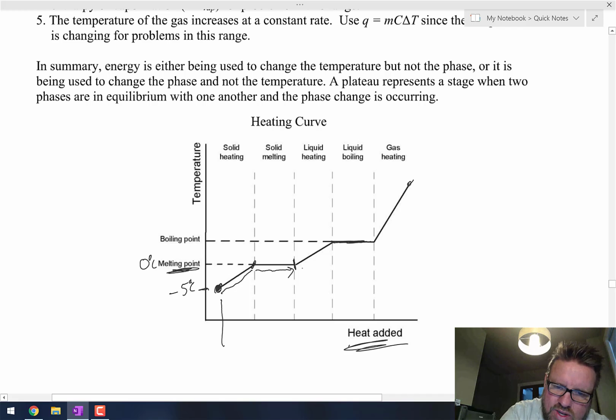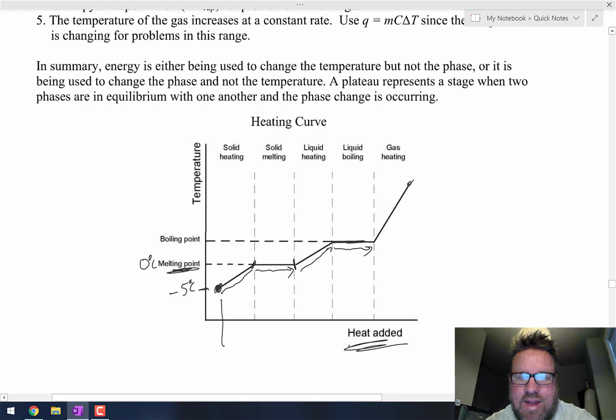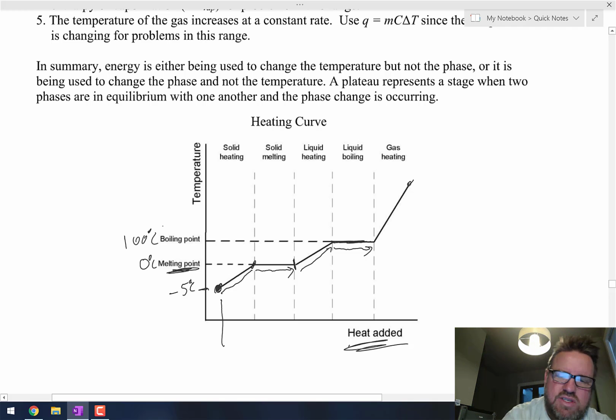Now the liquid is going to heat up even more, and as that liquid gets to the boiling point and starts to boil, you're still adding more heat, and while that water is boiling, the temperature doesn't change. So now we're at 100 degrees Celsius.